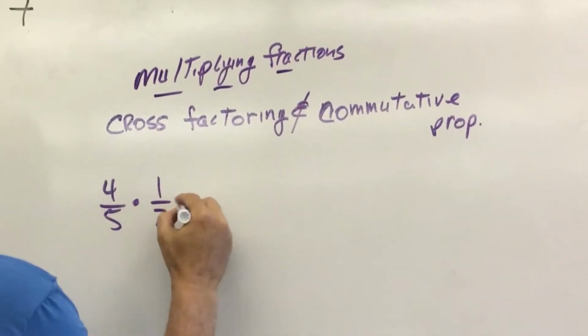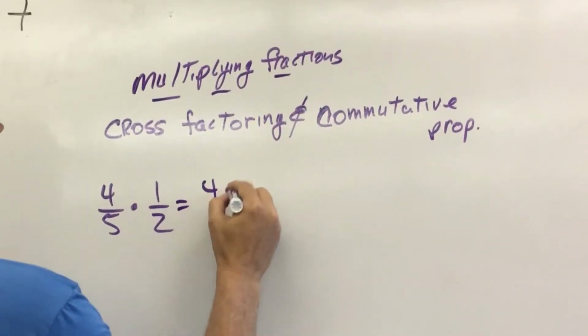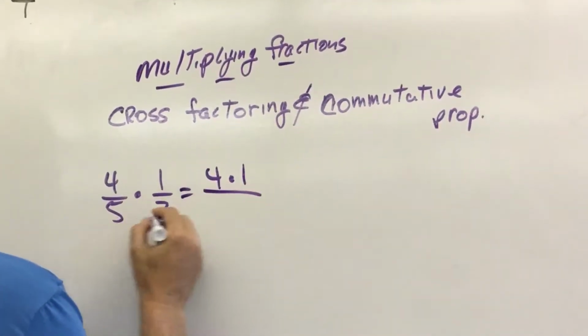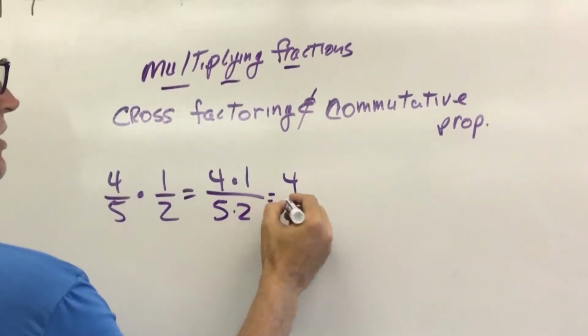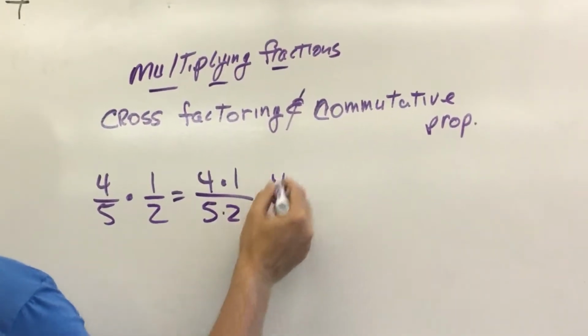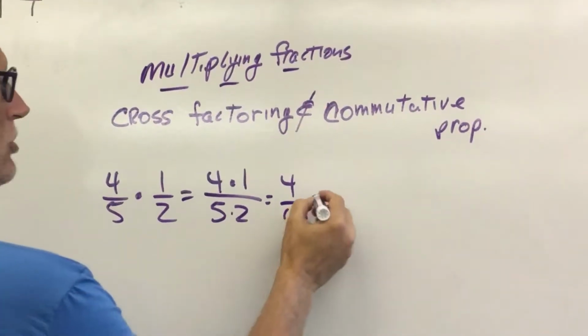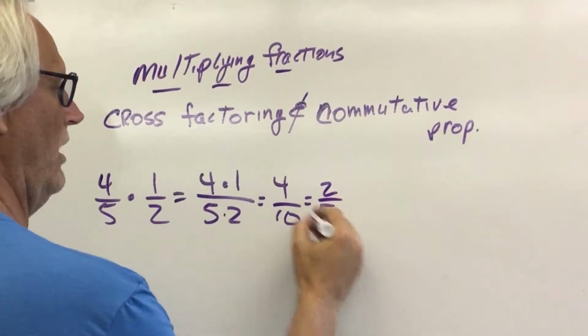So first we do numerator times numerator, so 4 times 1 over 5 times 2. So 4 times 1 is 4, 5 times 2 is 10. We can simplify that by dividing by 2, and we end up with 2 over 5.